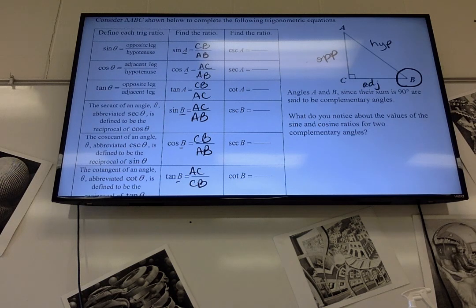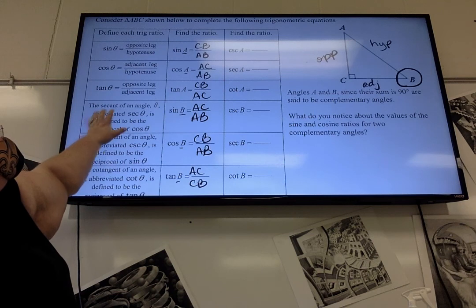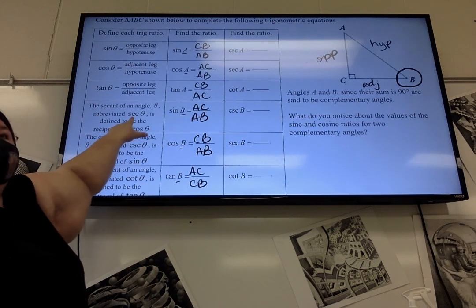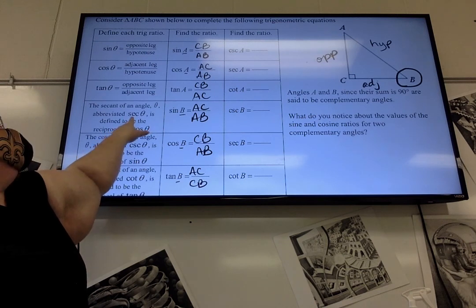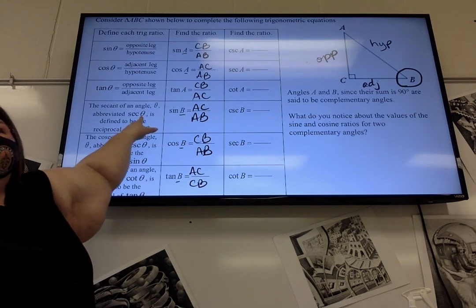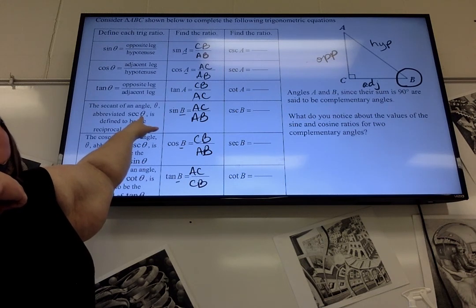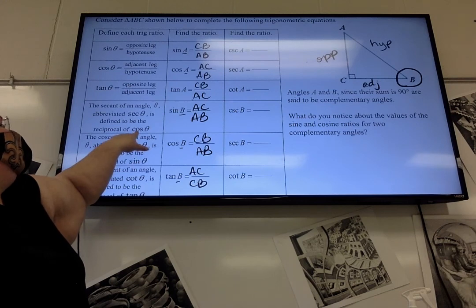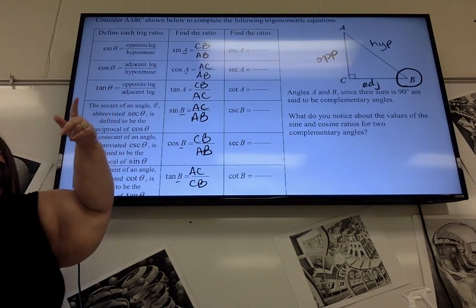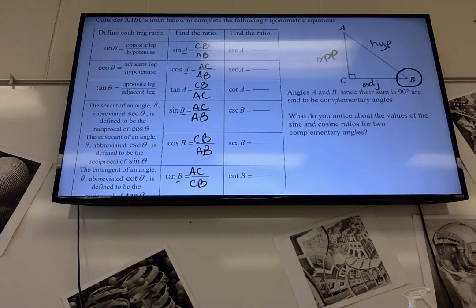Okay, so notice on this first column, it tells us that the secant, which can be SEC, that's how we abbreviate it, but we call it secant. That symbol, what's that symbol? Theta. Theta is defined to be the reciprocal of cosine, so you just flip-flop cosine. So whatever cosine is, secant is that flipped over.